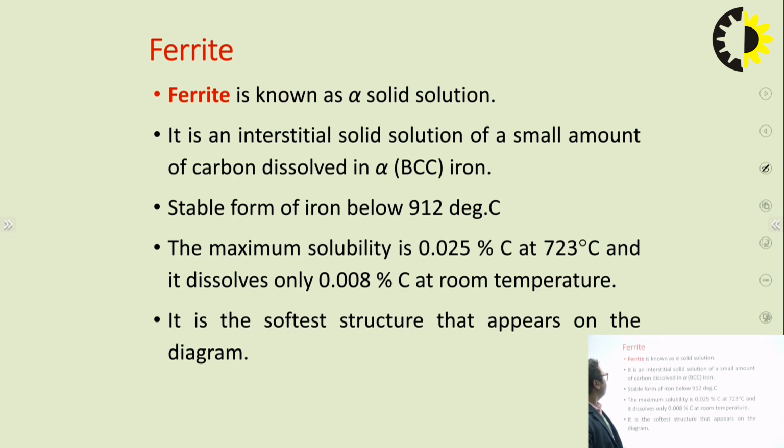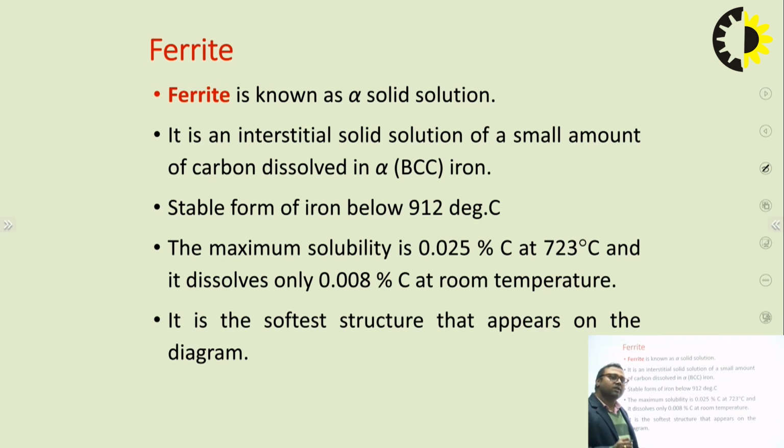Then the first phase is the ferritic phase. This ferritic phase is also known as alpha solid solution, and it is the interstitial solid solution of a small amount of carbon dissolved in alpha iron, and this alpha iron is in BCC form. This is the stable form of iron which we see below 912 degrees centigrade, and the maximum solubility is 0.025 percent carbon at 723 degrees centigrade, and it dissolves only 0.008 percent carbon at room temperature. So at room temperature the carbon solubility in iron is only 0.008 percent.